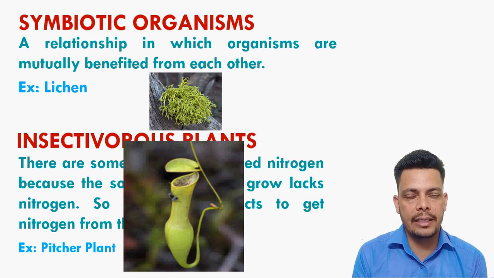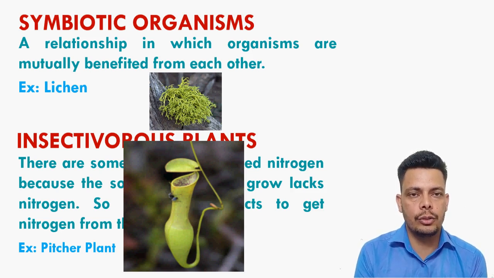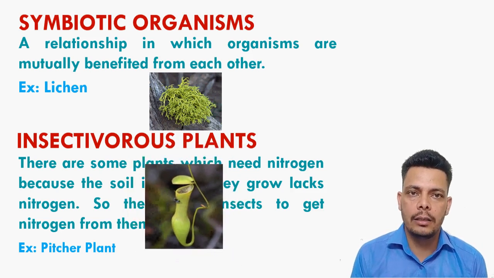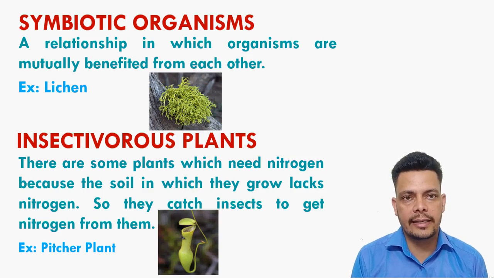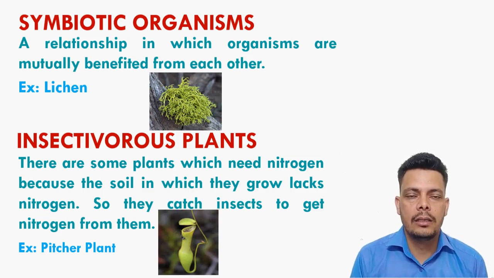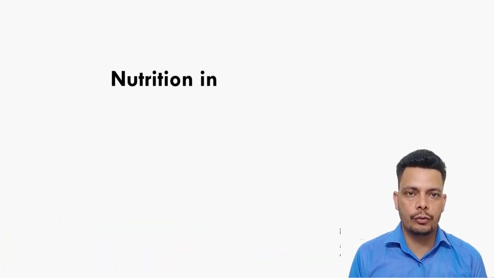So they trap an insect, dissolve it with digestive juices, and take the nitrogen out of it to make protein. So these are the two categories, symbiosis and insectivores. We also consider it in the heterotrophic mode of nutrition. Now we will be talking about the holozoic mode of nutrition.